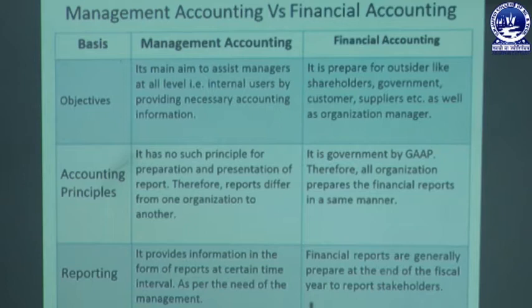But in case of financial accounting, it is prepared for outsiders like shareholders, government, customers, suppliers, as well as organization managers. So the first point relates to objectives. Management accounting's basic objective is to take managerial decisions, and that is for internal assessment of the organization. But financial accounting's basic objective is to provide information to both internal users as well as external users.